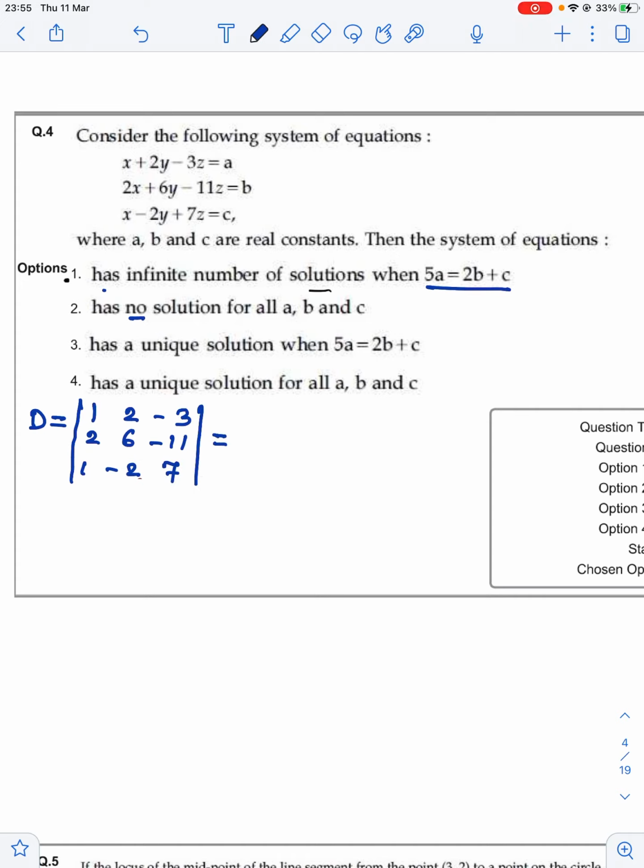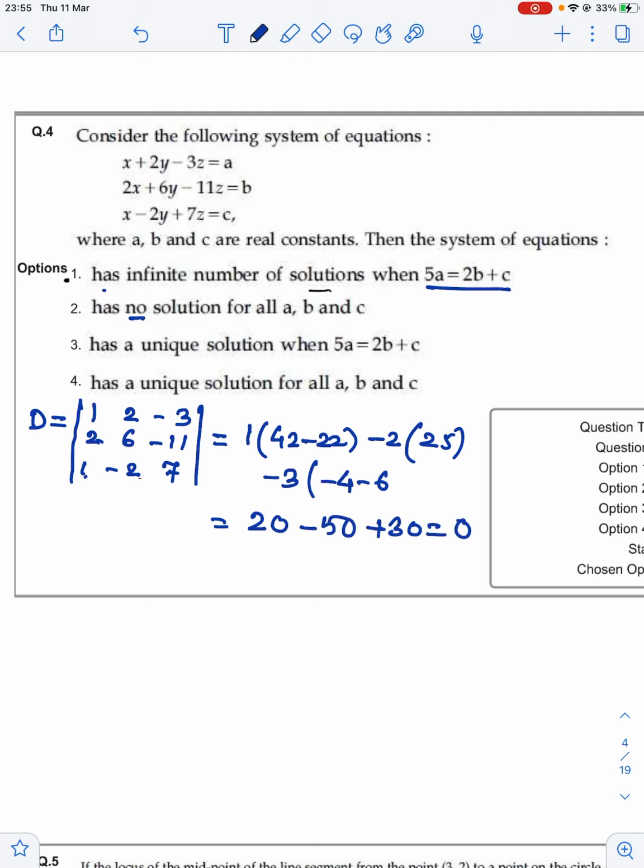When I expand it, suppose row wise, 1 multiplied with 42 minus 22, and minus 2 times 14 plus 11, 25, minus 3 times minus 4 minus 6. So when you expand it, this is plus 20 minus 50 and plus 30. So D is becoming 0. When D is becoming 0, there is no chance of the equations having a unique solution. So the last two options are directly cancelled out.